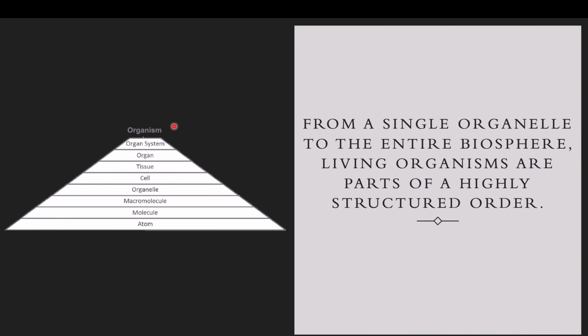So this slide is labeled as from a single organelle to the entire biosphere. Living organisms are parts of a highly structured order. The notes that I have for this slide: multicellular organisms such as humans are made up of many cells. The cells in multicellular organisms may be specialized to do different jobs and are organized into tissues, such as connective tissue, epithelial tissue, muscle tissue, nervous tissue, all things that you've heard of before. Tissues then make up organs, such as the heart, the lungs, the brain. These things then carry out specific functions needed by the organism as a whole.